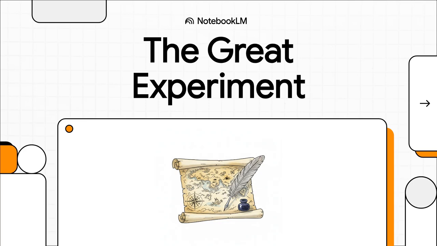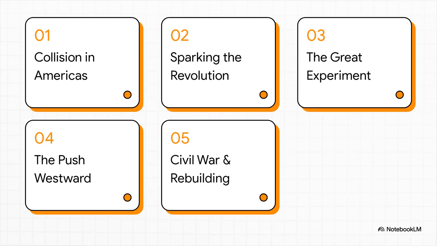Welcome to this explainer. Today, we're going to unpack nearly 400 years of incredibly dense, dramatic history. We're looking at how the United States was formed, how it aggressively expanded, and how it fractured in what we can really only call the Great Experiment. We'll be tracing all the major events, starting from early colonization, going all the way through to the Gilded Age. Here is how we're going to break it all down today.